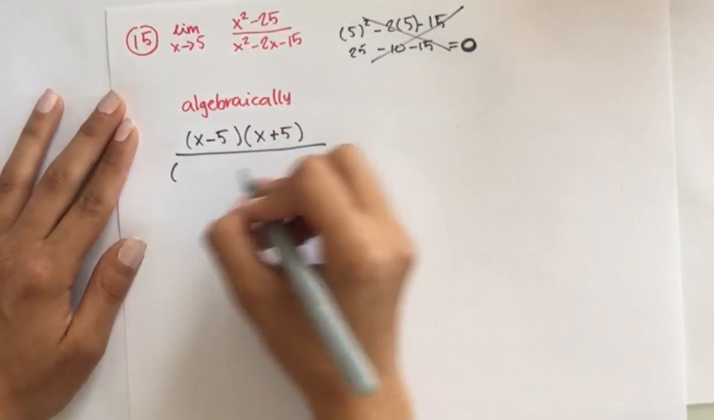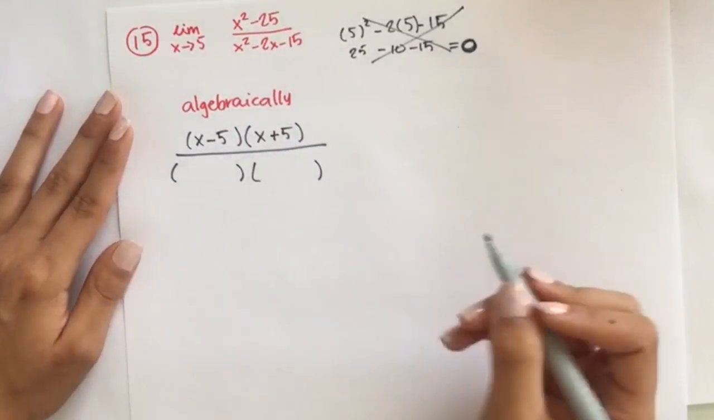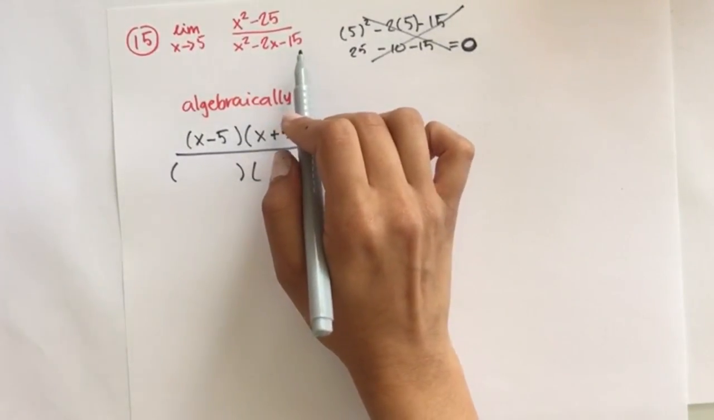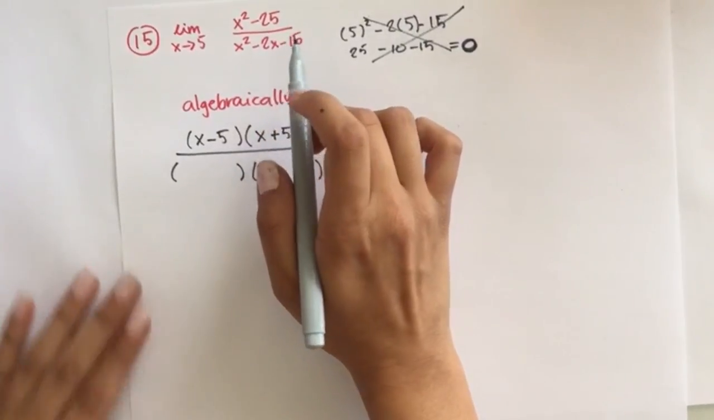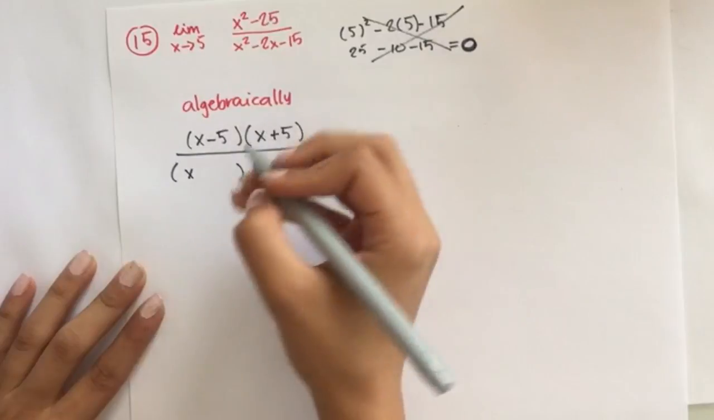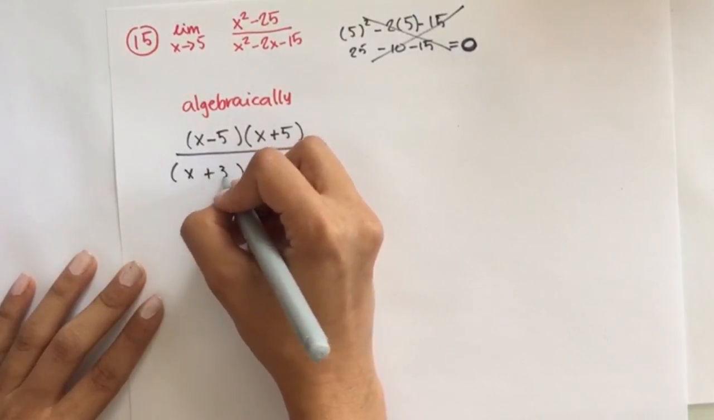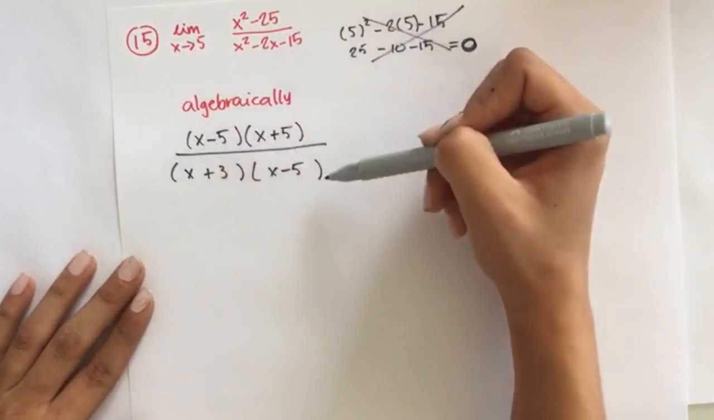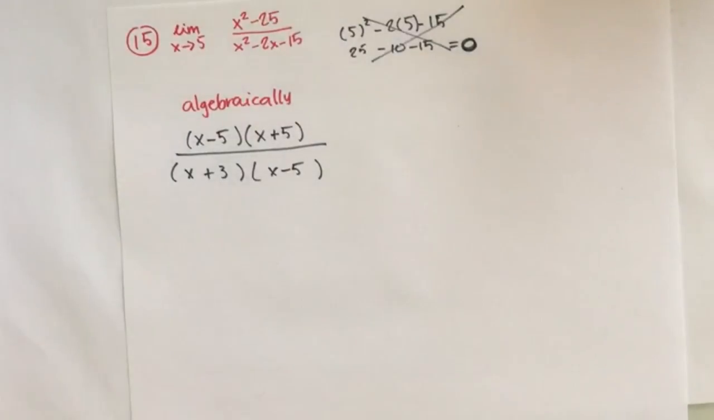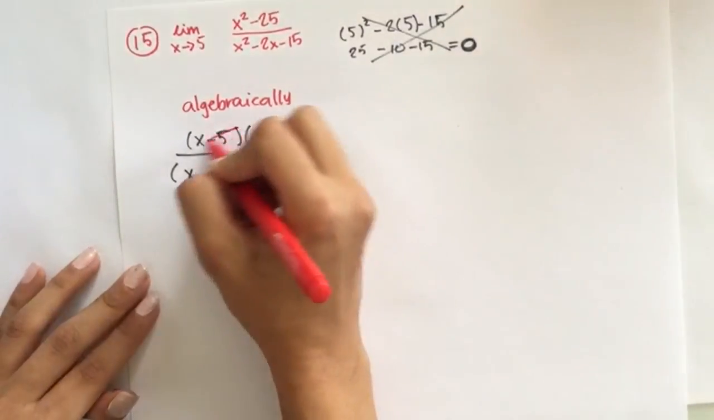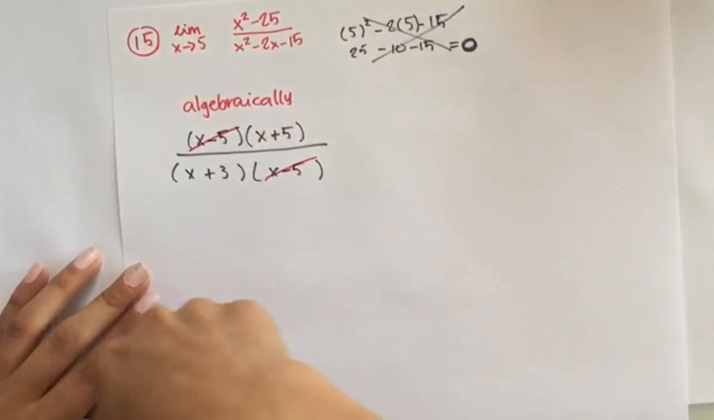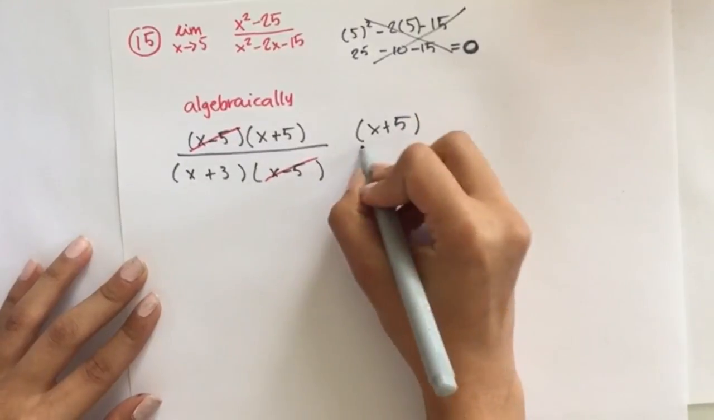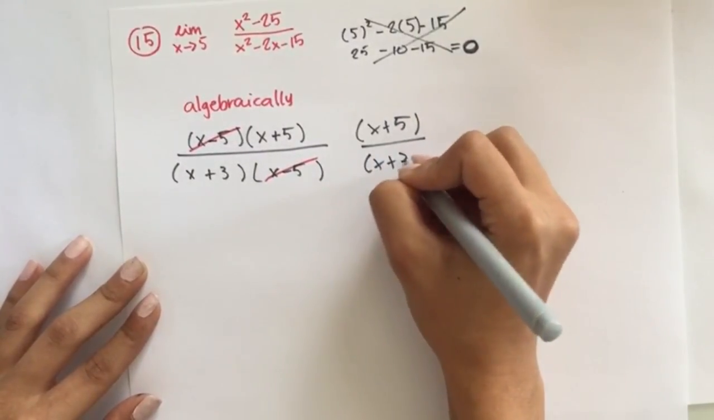and now this, we also do two parentheses. We have to find two numbers that multiplied give us negative 15 and added give us negative 2. So the factors are x plus 3 and x minus 5. And so we know we have x minus 5 on top and x minus 5 on the bottom. So they cancel, and they leave us with x plus 5 over x plus 3.